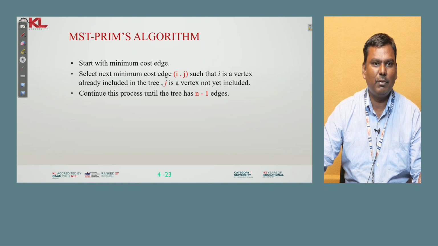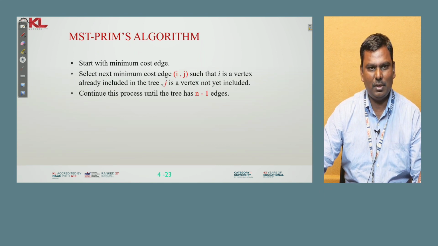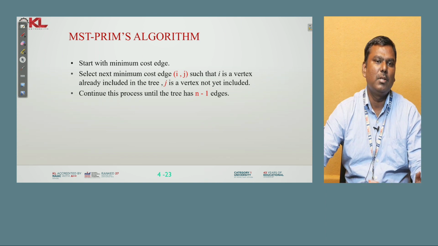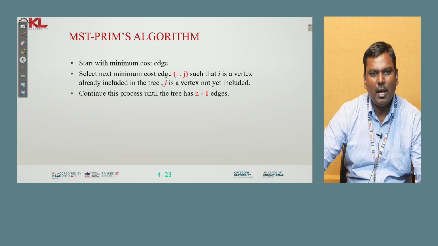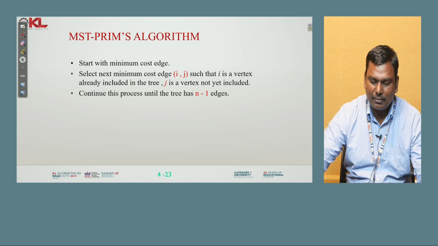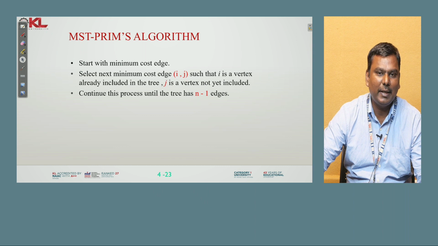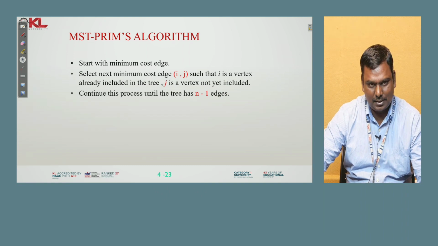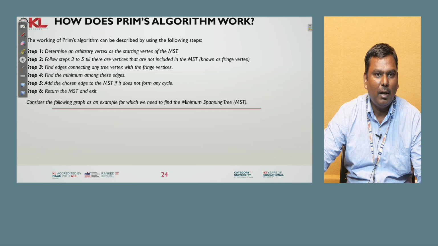Next we will discuss Prim's algorithm. In Prim's algorithm, we start with the minimum cost edge. Select the next minimum cost edge (i, j) such that i is a vertex already included in the tree and j is a vertex not yet included. It continues the process until the tree has n minus 1 edges. So we find the algorithm process.